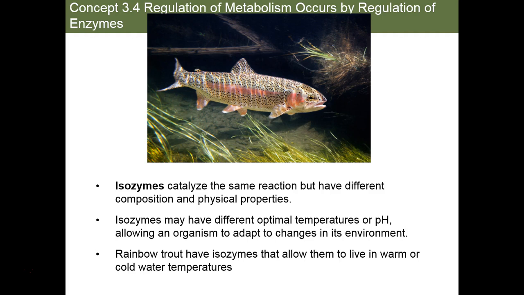Isoenzymes catalyze the same reaction, but have different physical properties and compositions. Isoenzymes have different optimal temperatures or pH, which allow an organism to adapt to change in the environment. Rainbow trout, as an example, have isoenzymes that allow them to live in both warm and cold water, so that they may survive and have their metabolic pathways continue unhindered.